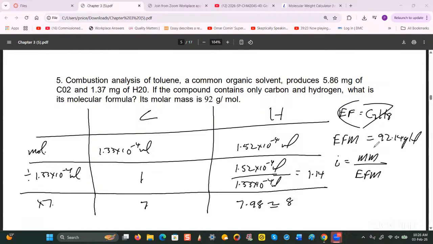Now, it turns out that the molar mass is 92 grams per mole, and the empirical formula mass is 92.14 grams per mole, right? So this is basically approximately equal to 1, right? And because this is approximately equal to 1, that means that the empirical formula will be the same as the molecular formula, which is C7H8. And that's the answer for that question.